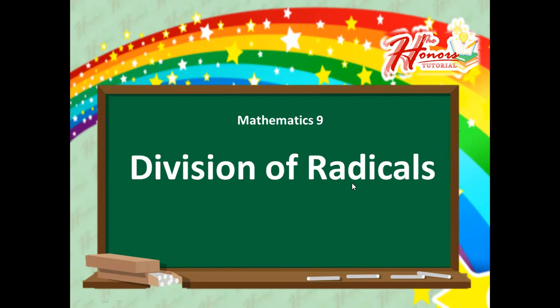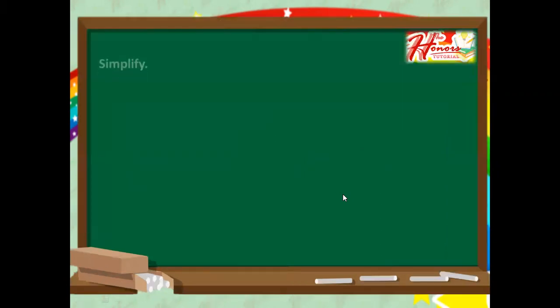Our topic for today is about division of radicals under Mathematics 9. We have here our first example, so that is square root of 24 over square root of 6. And this is how we are going to solve for it. Let's write the solution here below.